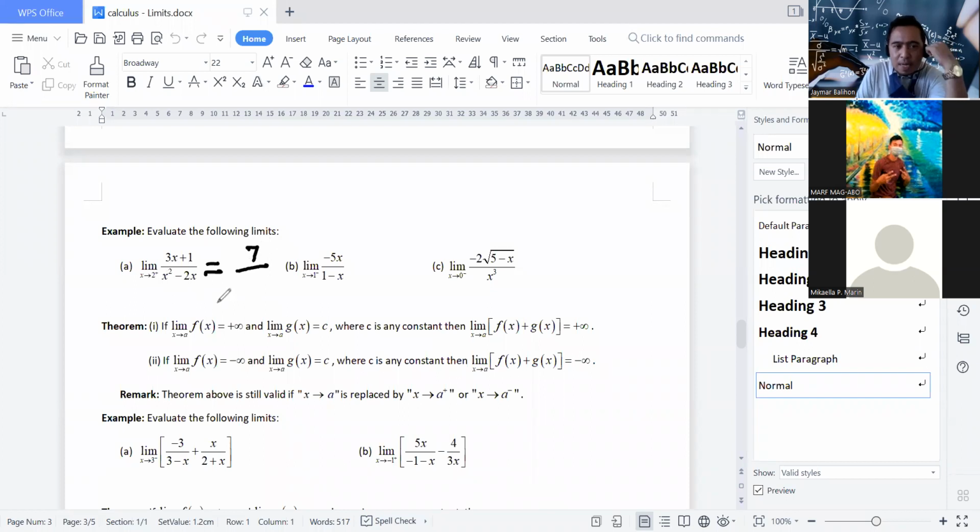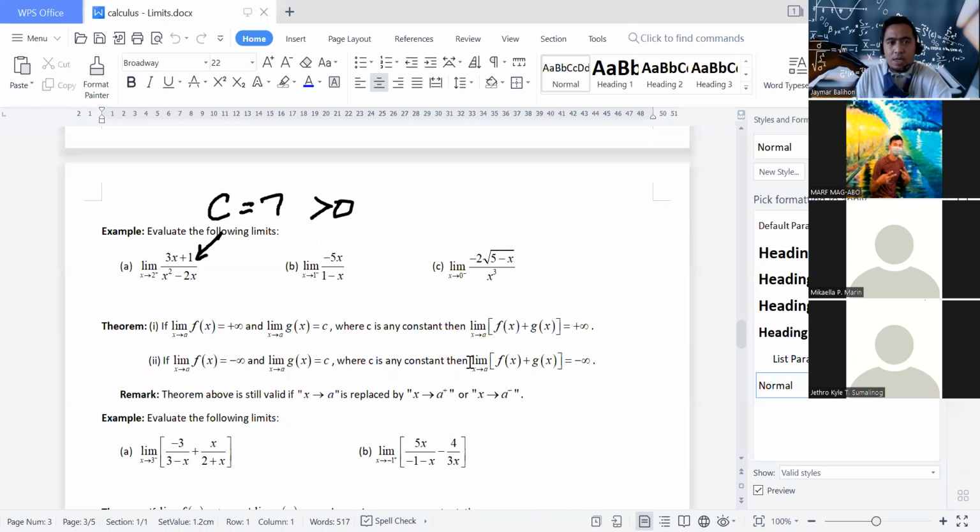How about in the denominator? 0, sir. So in this case the answer is an infinite limit, because it is a constant over 0. As we all know, our C here is the limit of the numerator, which is 7, right? Your C is 7.